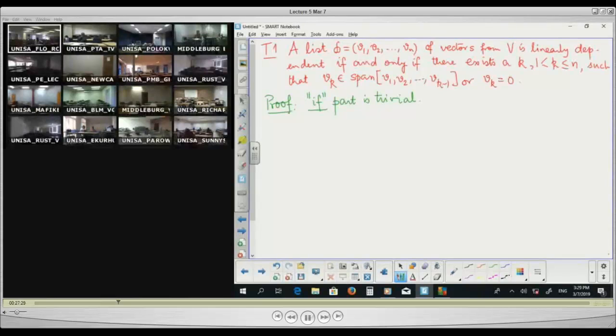So we only need to prove the only if part. So what is given? Okay, so then there are scalars.